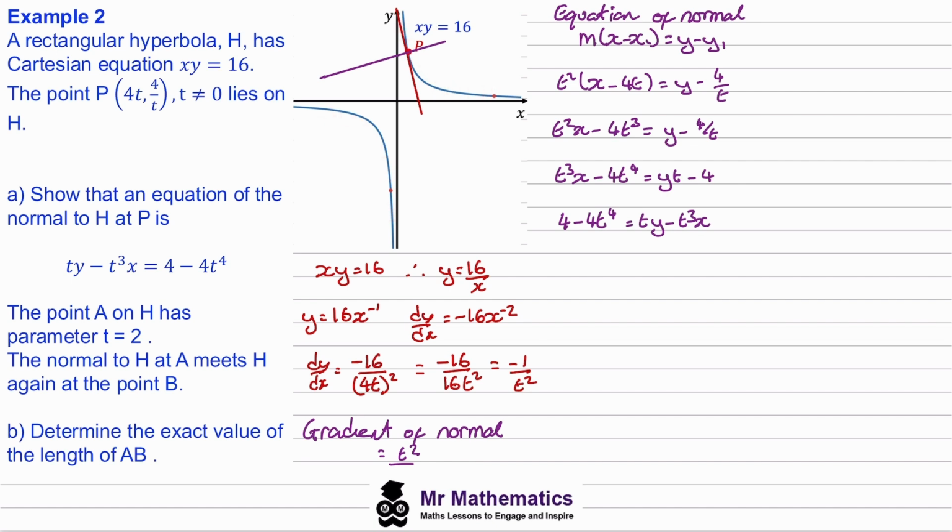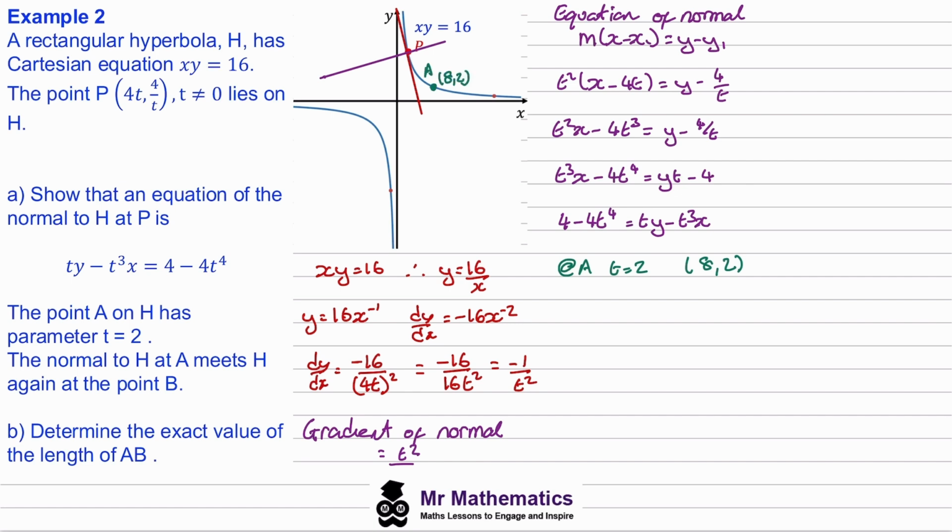In part B, we're told that the point A on H has parameter t equals 2, and that the normal to H at A meets H again at point B. We've been asked to work out the exact value of the length AB. So if we say that at A, t equals 2, we can find the coordinates of A by substituting 2 into our parametric equations. This will give us 8 and 2. So I'll plot this about here.